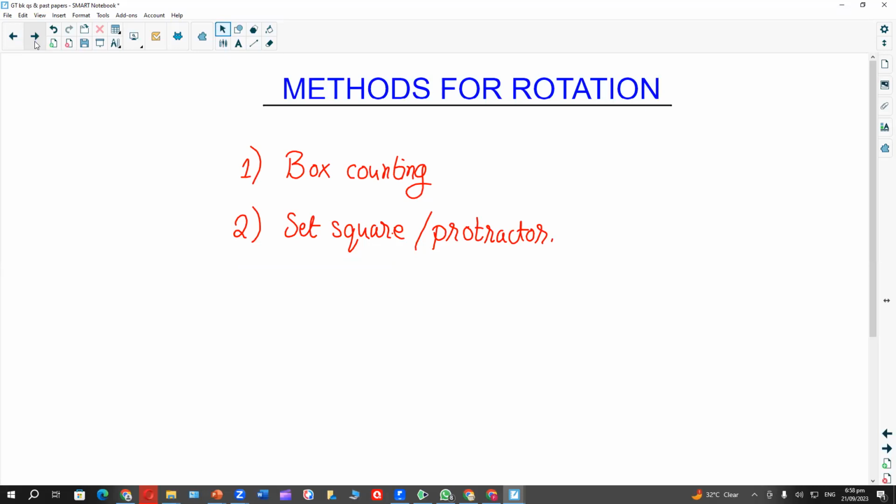Now, there are two methods for rotation. One we have already discussed, that is called box counting. Second is called set square or protractor version. So you have to copy this screen now in your notes.